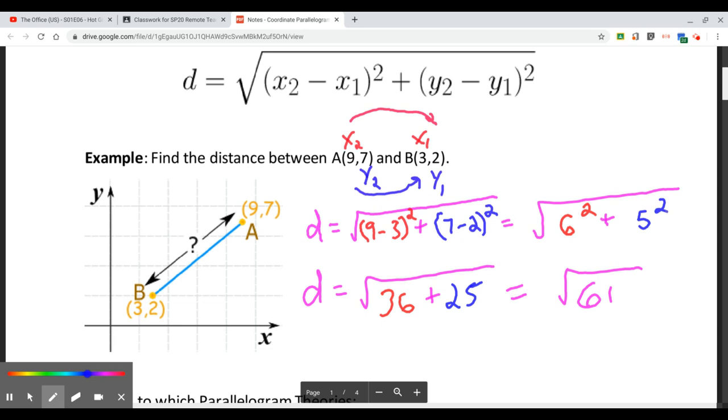For the distance, you're going to get 6 squared plus 5 squared, all under the square root, which equals 36 plus 25. Your overall answer is going to be the square root of 61. As far as this lesson goes, we only care about leaving the number under the square root. We don't want any values with decimals. The square root value is good enough for an answer for us.